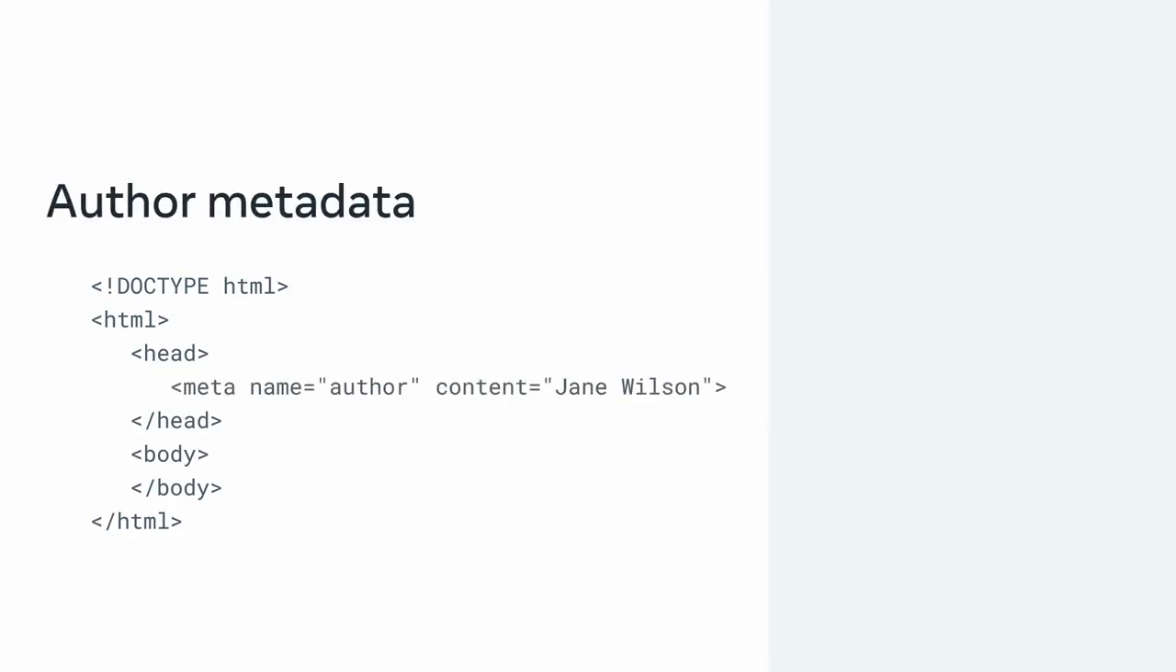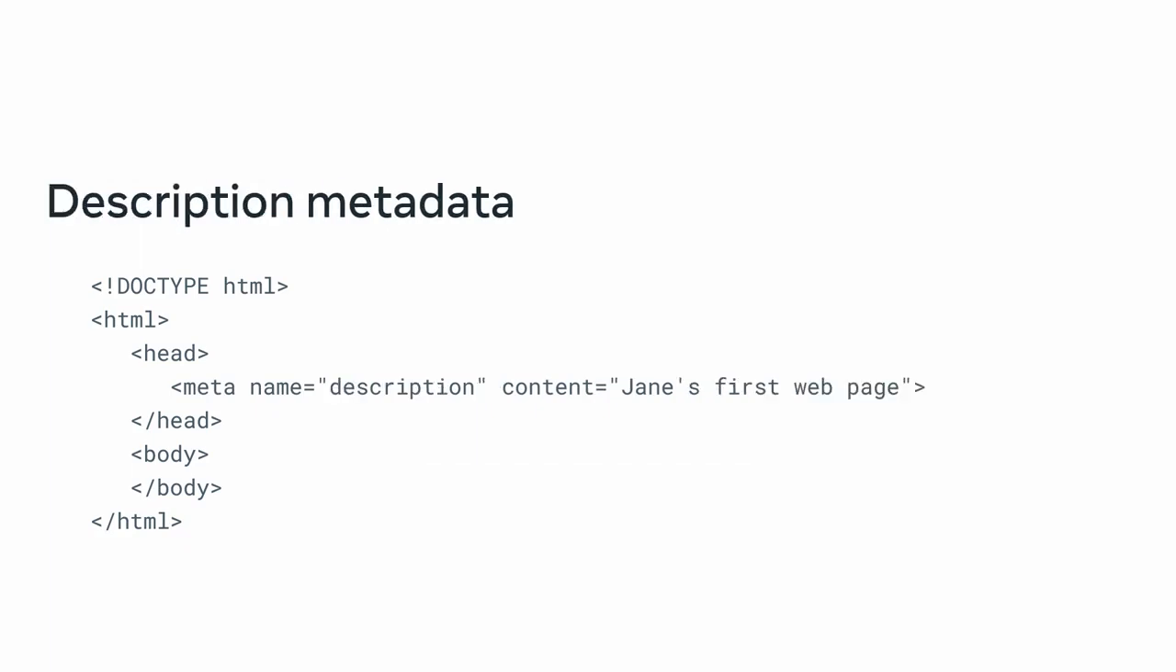The author metadata specifies the author of the web page. The name attribute is author, and the content attribute is the person and company who are the author of the web page. The description metadata describes the content of the web page. This is often used by search engines as descriptive text in search results. The name attribute is set to description, and the content attribute is the descriptive text.